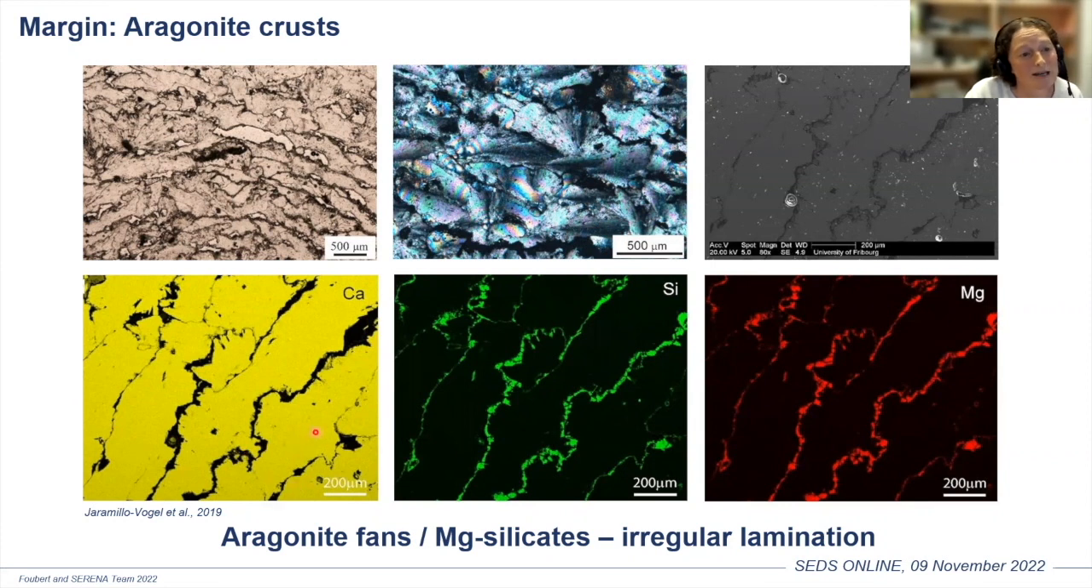You have very nicely here these aragonite fans indicated by the calcium, so these kind of layers. And on top of that, or in between them, sorry, you have these layers enriched in magnesium silicates and organic matter, indicated here in green by the silica. In red, we have highlighted the magnesium.